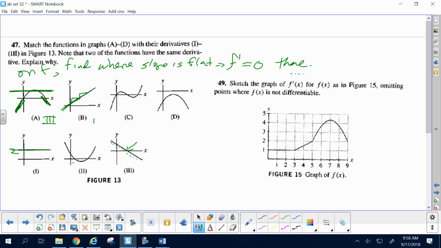B is 1. C, how many places does the tangent slope go flat? 1, 2. Okay? It must have 2 places where the derivative is 0. The derivative is 0 twice. Now graphically then, that would mean the derivative crosses the x-axis twice. That guy must be 2. And last but not least, this guy has exactly 1 flat spot. This then has only 1 zero. This is 3 also.